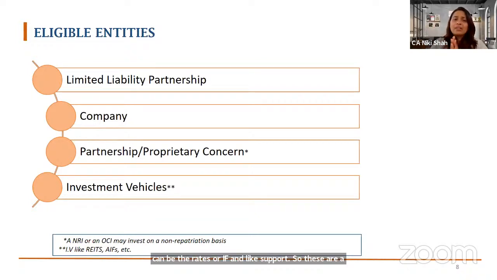Now, when I say proprietorship concern, obviously a proprietorship concern in itself is not going to get an investment. If you look at partnership firms, what we're trying to say here is that an NRI or an OCI may invest on a proprietorship basis, and an NRI can start their business. A lot of the time we get this question: I'm an NRI and I want to open up my business in India. Am I allowed to under a proprietorship concern? The answer would be you will have to do it on a non-repatriation basis.